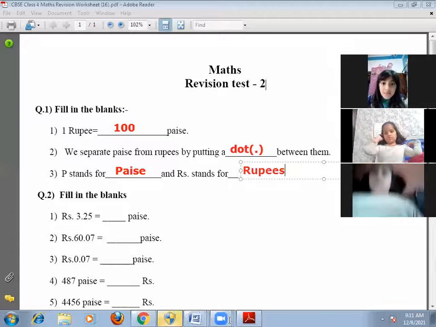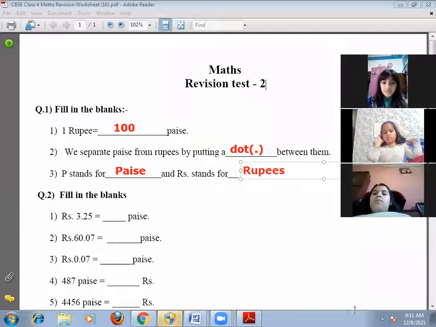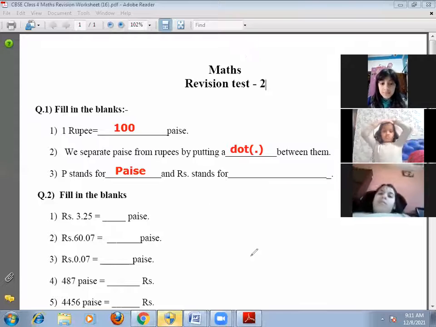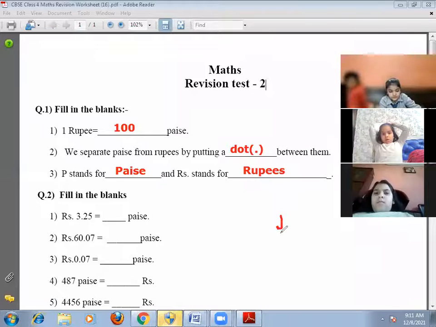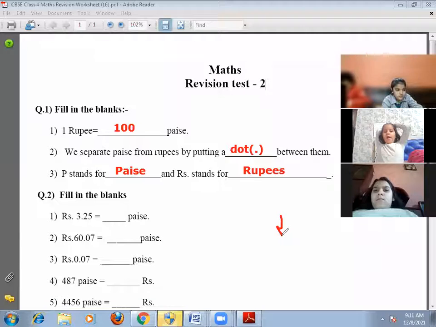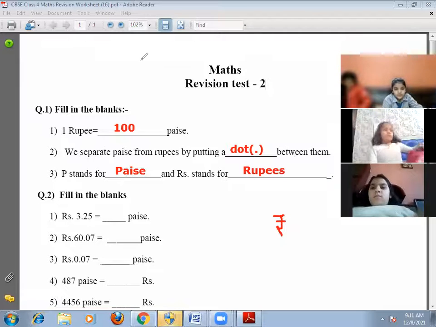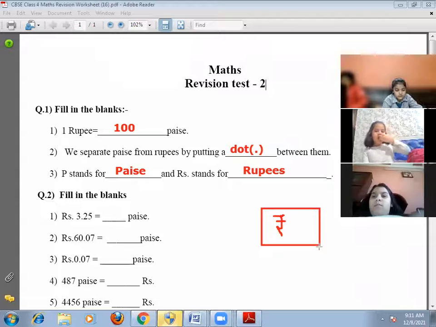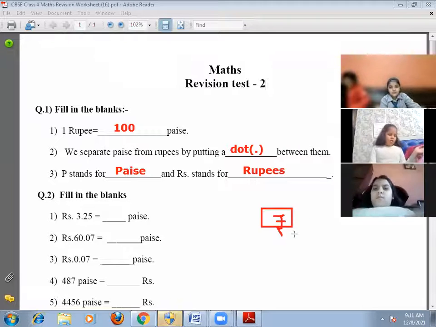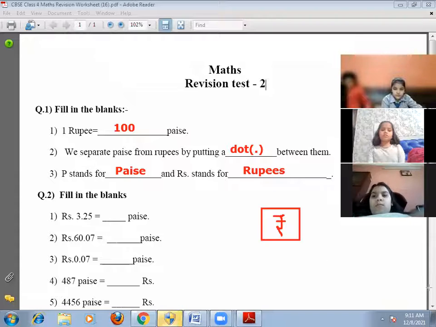Symbol for rupees. Yes, ma'am. So beta, you all are not going to write down Rs because we have changed our pattern. You are just going to write down this particular symbol which ma'am is going to draw for you. Is it clear? This symbol we have drawn is the symbol for rupees. Very good. So we are going to use this symbol only and we are not going to use Rs.